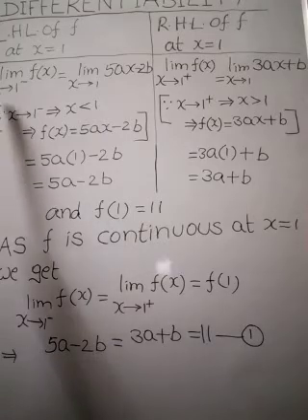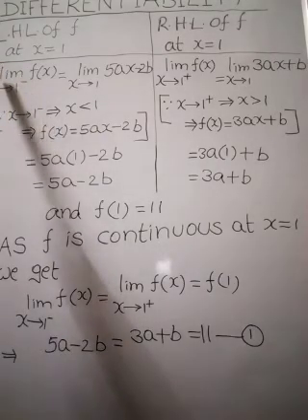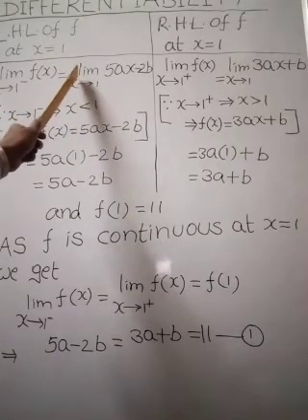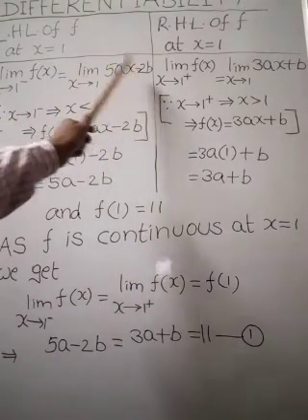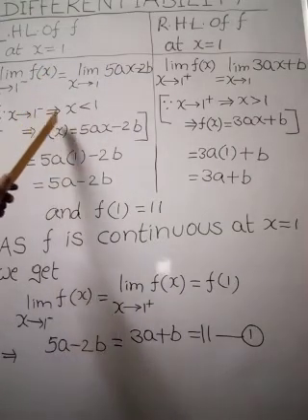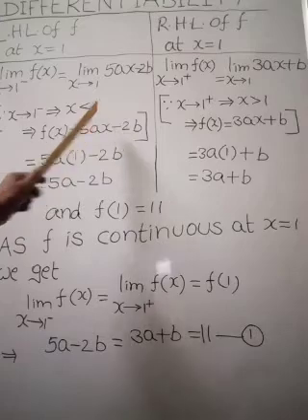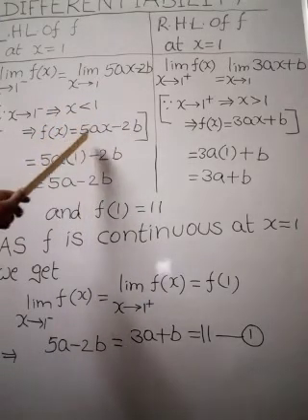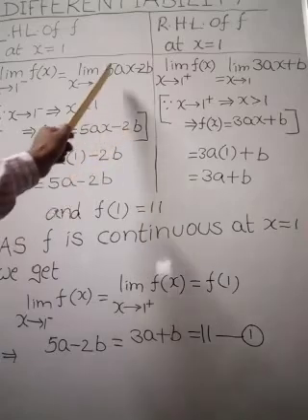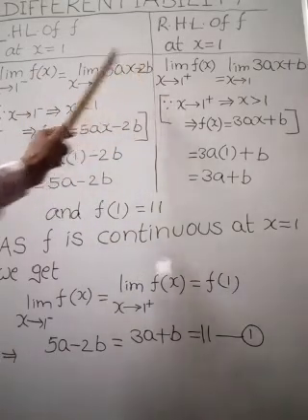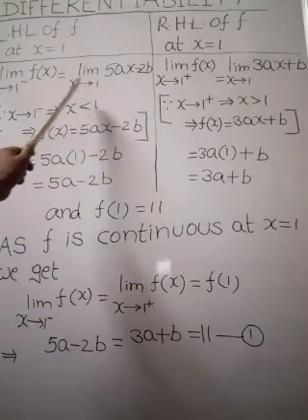Okay, my dear children, as x tends to 1 minus, limit f of x is equal to, as x tends to 1, limit 5ax minus 2b, because x tends to 1 minus means x is less than 1. If x is less than 1, f of x is defined as 5ax minus 2b. That is why we wrote f of x is 5ax minus 2b. Understood this step, my dear children?